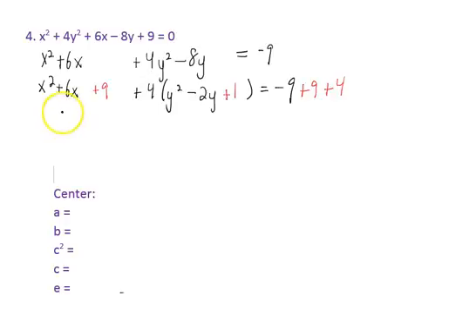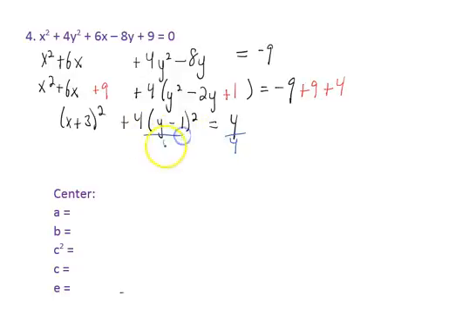Then this first part is going to factor to x plus 3, x plus 3. So I'm going to write it as x plus 3 squared. The second, I'm going to bring down the 4. It's going to factor to y minus 1 squared. And then over here, when I combine those numbers, I'm just going to get 4. So this is kind of reminiscent of that first problem because I have a 4 over here instead of a 1. So I need to divide by 4 everywhere and cancel things out and reduce.